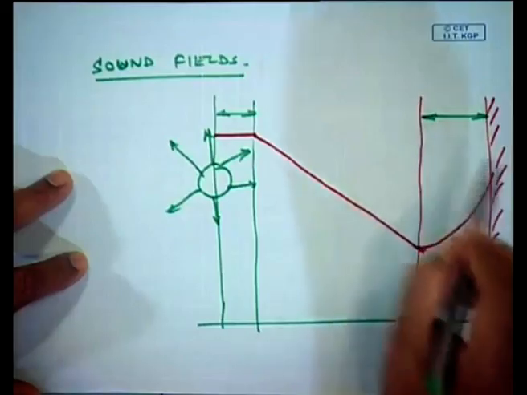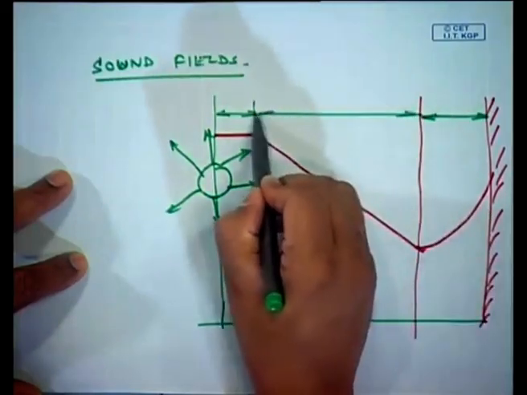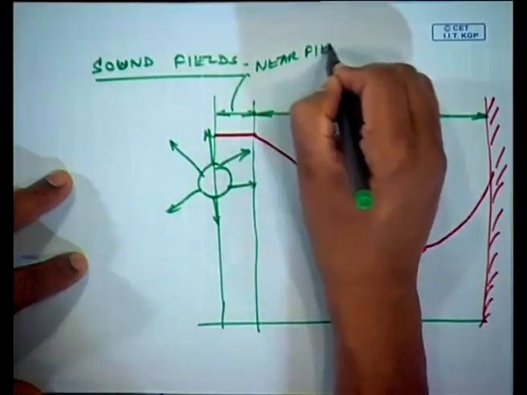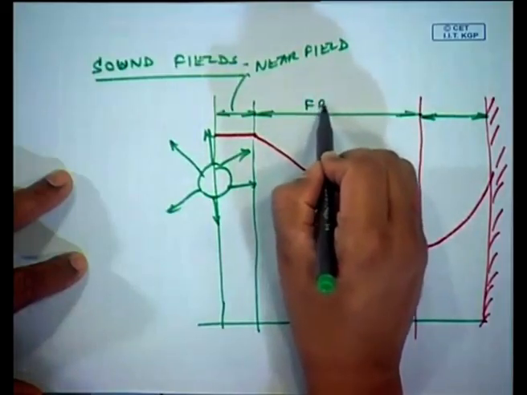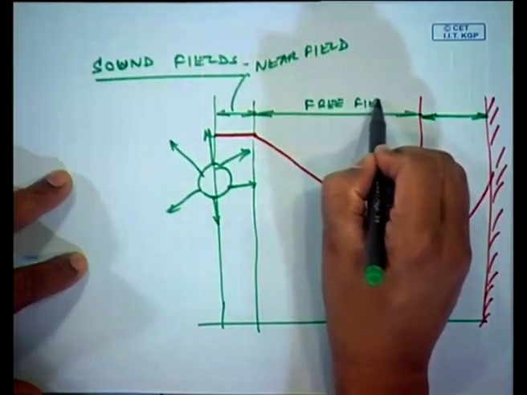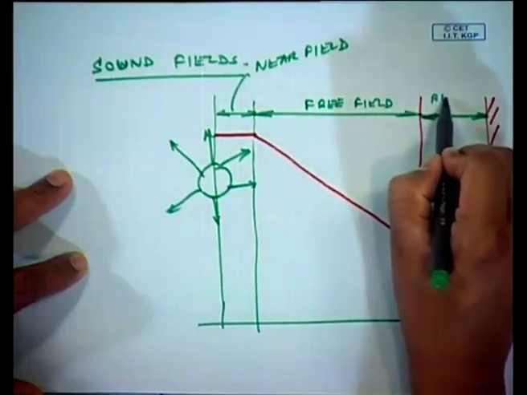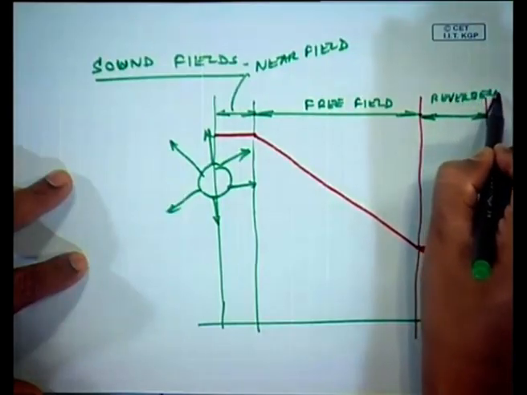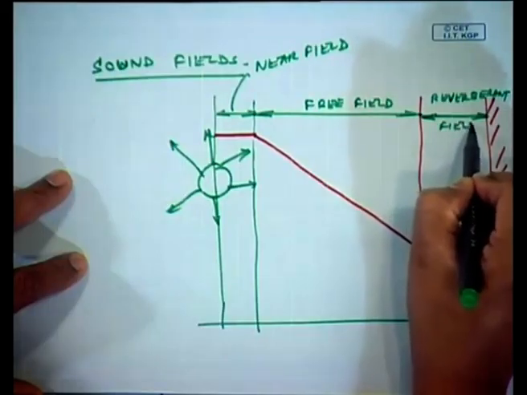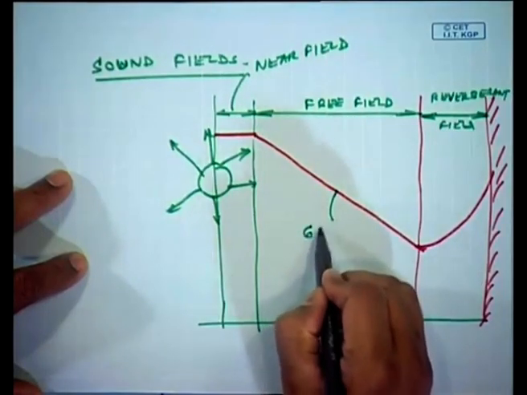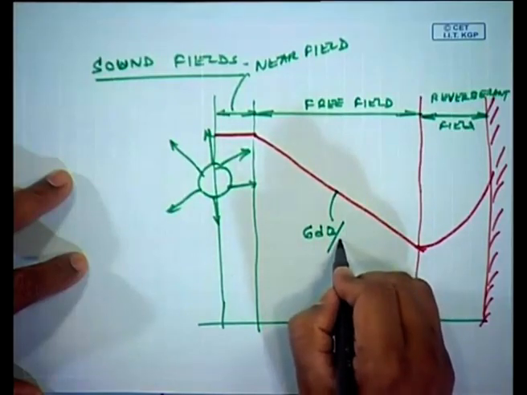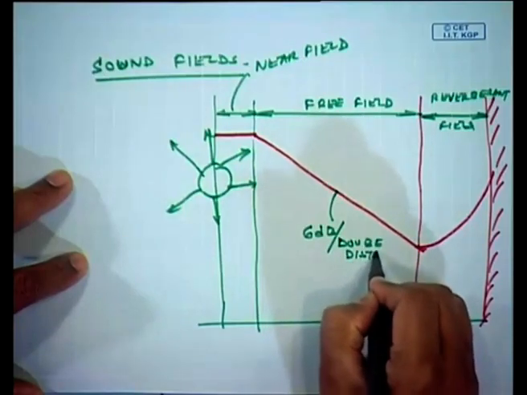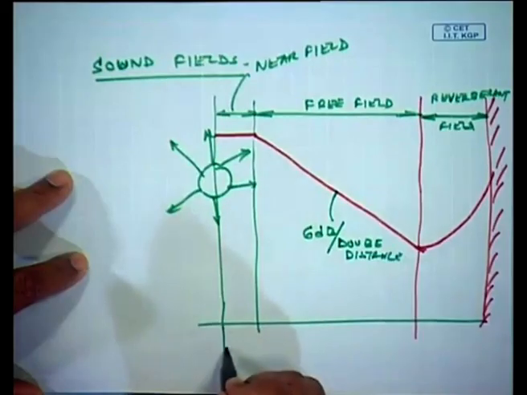So, there are 3 distinct zones. This is the near field, and this is the free field, and this is the reverberant field. Here you will see a drop by 6 dB per doubling of distance. And this is the distance r.